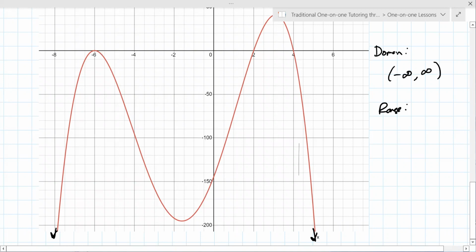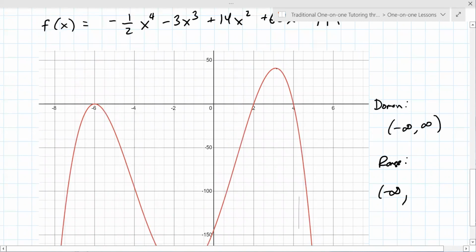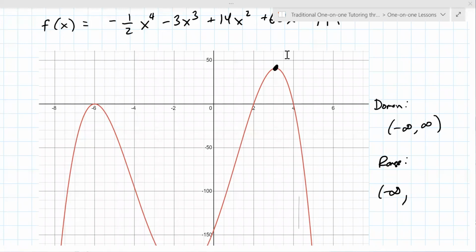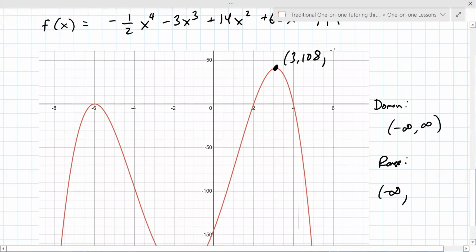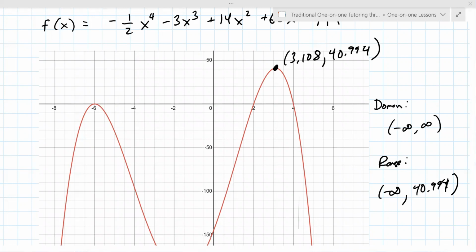Range. So this is where it's a little bit tougher. How far down does this go? Do these arrows go to minus infinity? Yeah. And then we need the max. I didn't give it to you, but the max is here. Let me give you that value: 3.108 comma 40.994. So which value goes here in the range? 40.994, yeah. So that's our range.